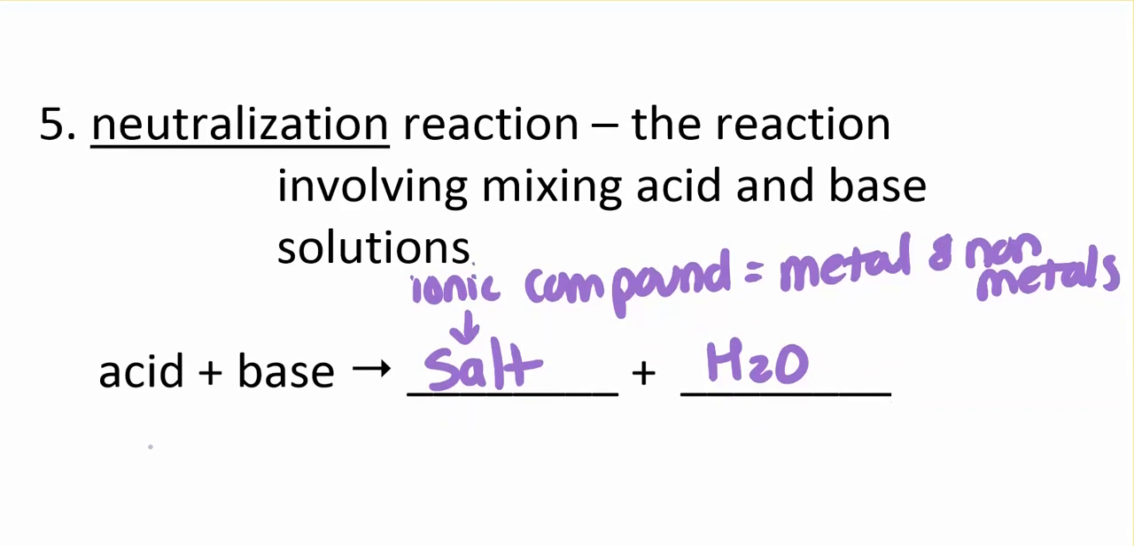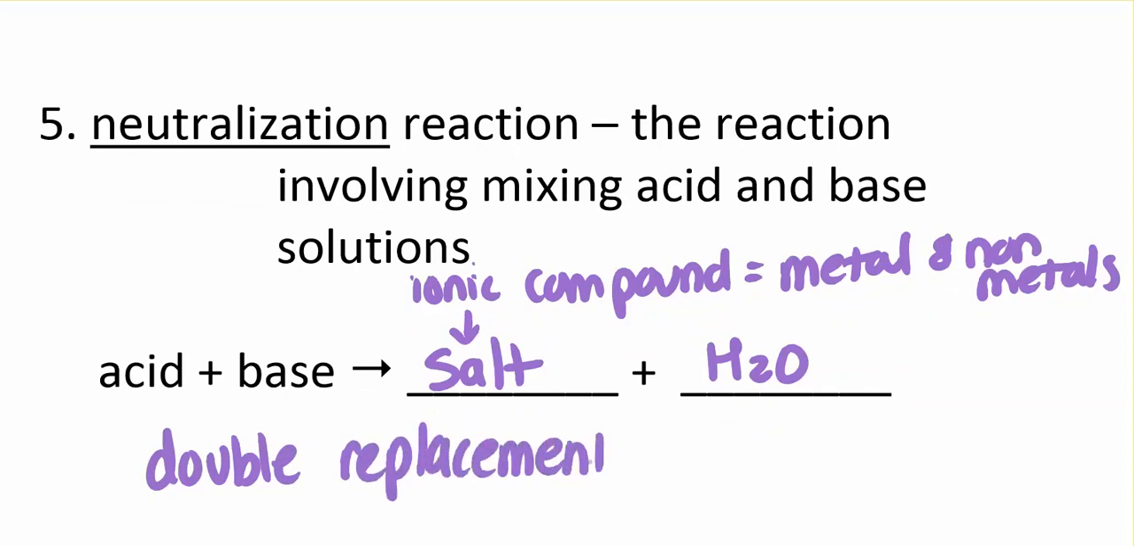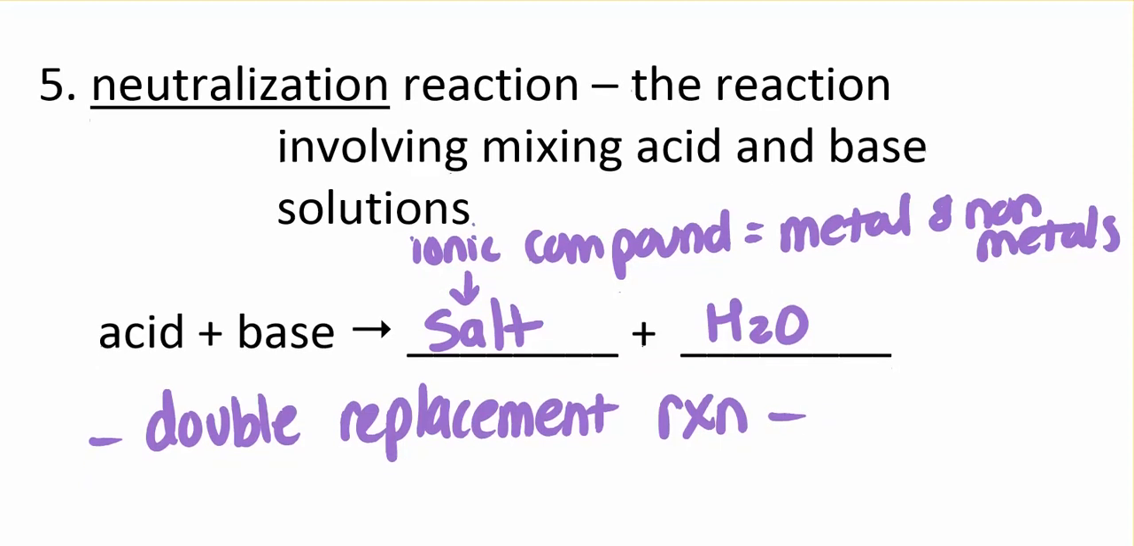These reactions are double replacement reactions. We have 4 main classes of chemical reactions, which we'll cover here in a minute: combination, decomposition, double replacement, and single replacement. And neutralization falls under the category of double replacement reactions, and we'll see why here in a minute.